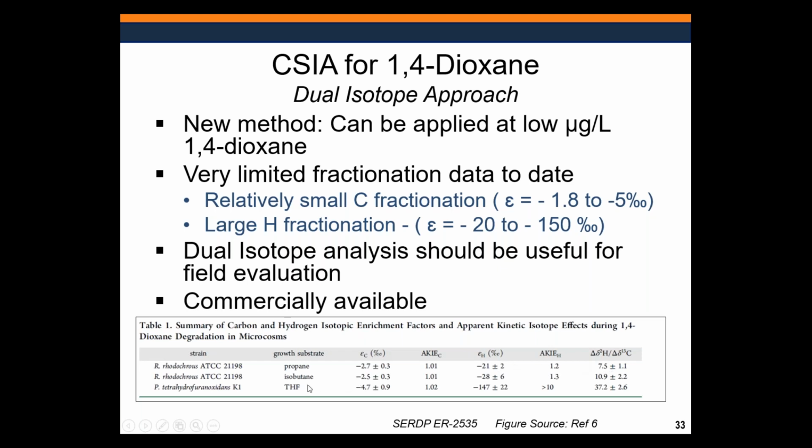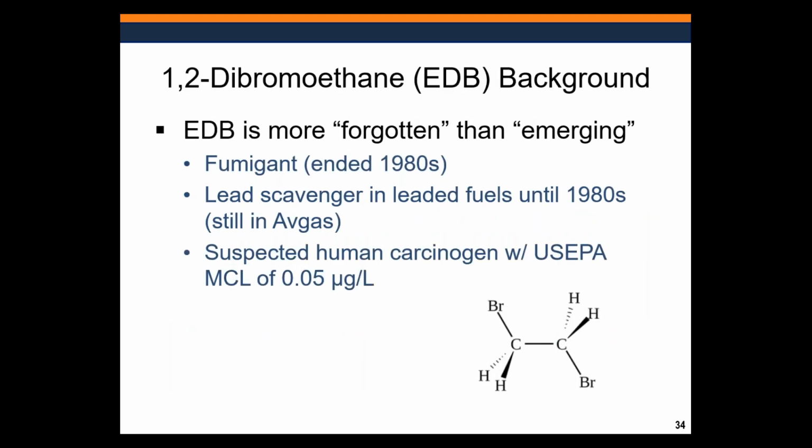But interestingly, if we look at this other organism, it grows on tetrahydrofuran, it's probably using a different co-metabolic enzyme than these, and it fractionates to a much greater extent, about 5 per mil for carbon and 150 per mil for hydrogen. So again, this starts to point toward different mechanisms of degradation, potentially enzymatic mechanisms, different points where the molecules are attacked, something along those lines. And that's sometimes what you can gather from this type of isotopic analysis. So look for that in the future.